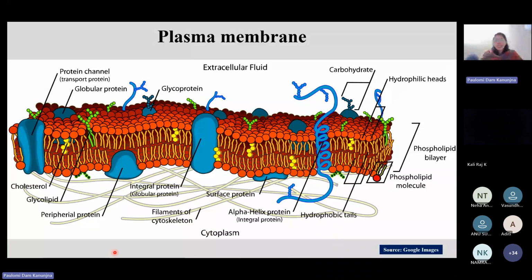So basically what they meant was that on this plasma membrane, you have protein at both sides of these lipids, right?